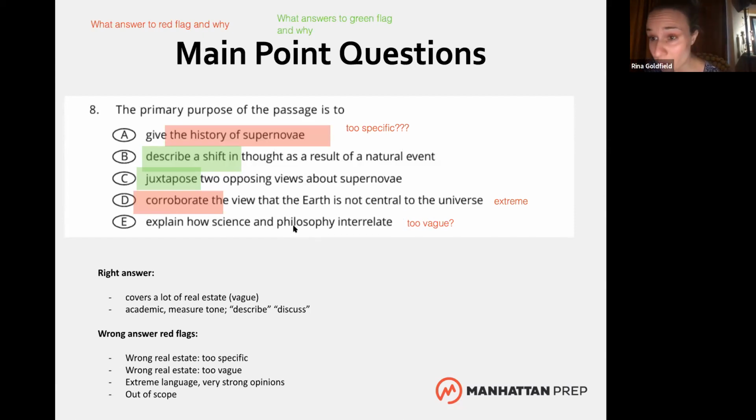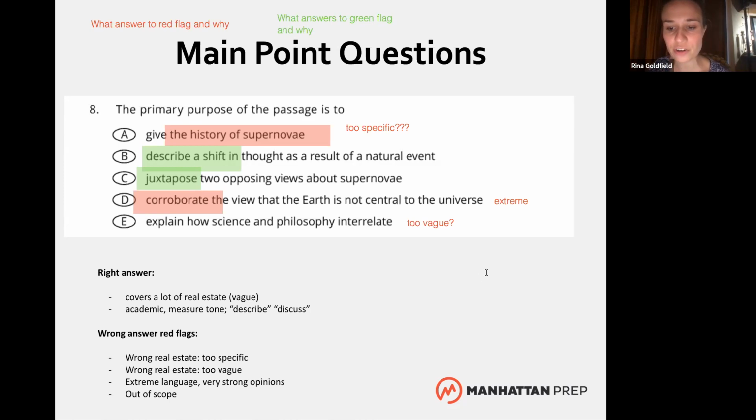Okay, great work, guys. So again, we want to red flag things that feel very strong, like corroborate. Red flag things that feel very specific, like the history of supernovae. We want to green flag things that seem subtle and vague, like describing or juxtaposing, but maybe not so broad as how all of science and philosophy interrelate. I'll let you know that the right answer to this one was B. The goal of this exercise is not to have spotted exactly the right answer, but to start to get a sense of what right and wrong might look like.